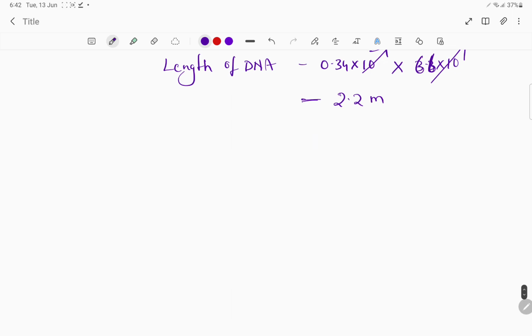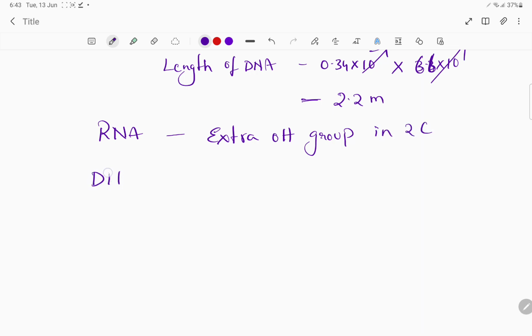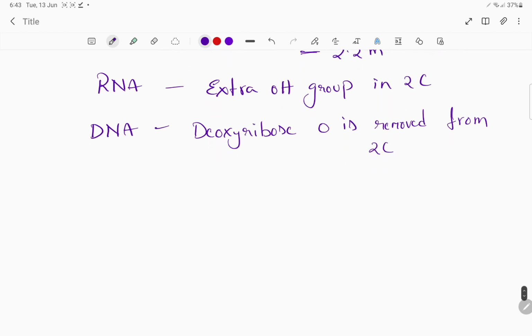And next thing, you have to remember certain things. In RNA, extra OH groups will be there, an extra OH group on the second carbon. And in DNA, the deoxyribose, oxygen is removed from the second carbon. This is also we have to remember. So these are the numberings we have to remember.